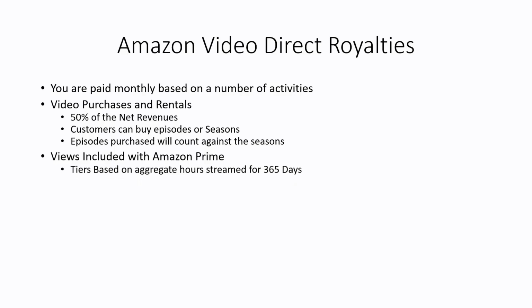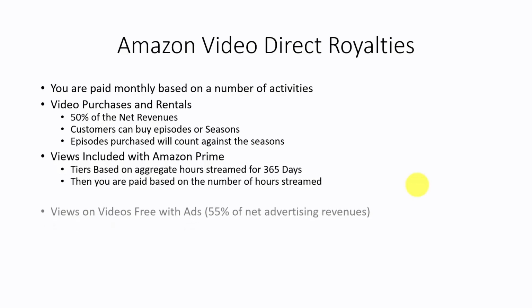There are going to be different tiers of activity based on the aggregate hours streamed. For example, every year Amazon will determine how many hours people are streaming your videos, and that'll put you on a certain tier to be paid more or less. The more hours that people are streaming your videos, the higher your rate of pay, and you'll see that in the schedule. Once your tier is determined, then you'll be paid based on the number of hours actually streamed. So you'll have a tier, and then you'll have streaming that will take place. And again, the higher your tier, the higher the rate of pay.